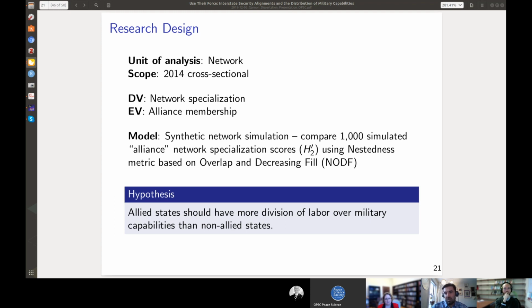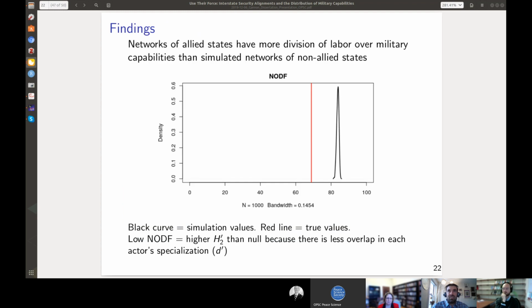Do the true alliance configurations have more or less specialization than these synthetic ones made up of random configurations of countries? And so what I find here, in the first graph I have to show the results, is that this black bar is the simulated alliance configuration. So when we take 1,000 random networks and ask the model how specialized these countries' militaries are, we get a value of around 85, which means there's a fair amount of overlap in what military capacities these states have. There's not much specialization. There's not much of a division of labor.